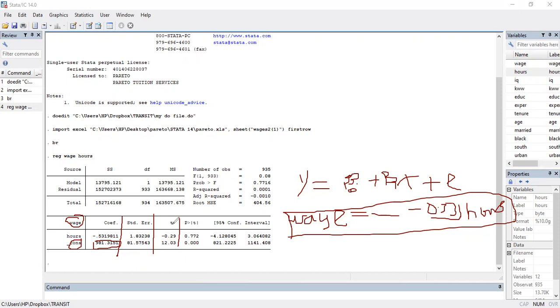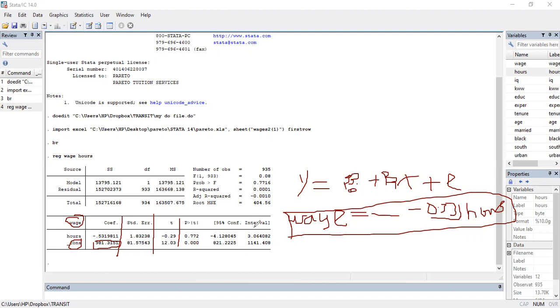That is why I don't remember them, because I don't need them again. Stata will do everything. And this is the p-value. Okay, the p-value, we'll talk about it. And then this is the confidence interval.